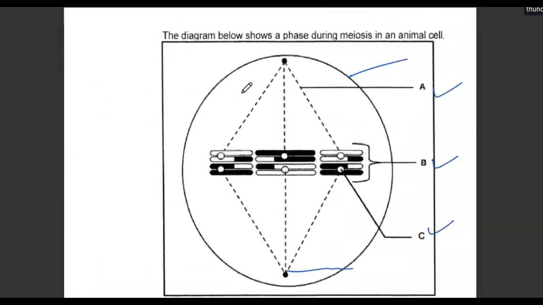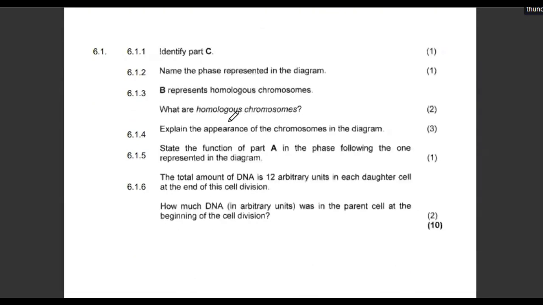Then they are saying name part C. We have seen it also, centriole, centromere. Then B represents homologous chromosomes. What is a homologous chromosome? Chromosomes which have the same structure and the same size, and they carry genes. Genes of the same characteristics are always on the same locus. So we call them homologous chromosomes. They are not genetically identical, but genes of the same characteristic are in the same locus. Locus is the position of a gene. It's singular. Loci when they are many.